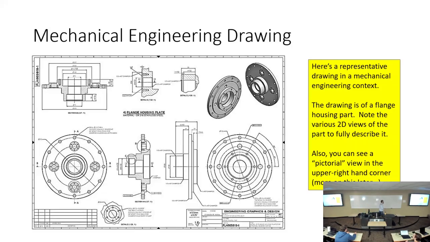Civil engineering drawings are going to be a little bit different in that, while they are also part and schematic based, a lot of their drawings are mapping based. They're drawing maps of land areas and things like that, so there is a little bit of difference in what you see there. But this is a very representative mechanical engineering drawing. This is a flange housing part and whatnot.